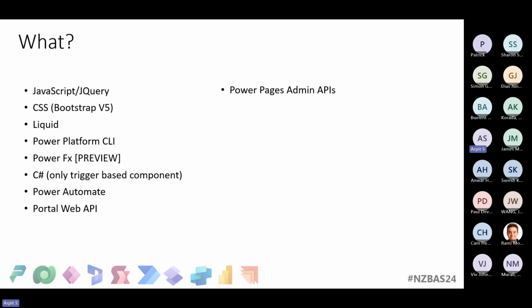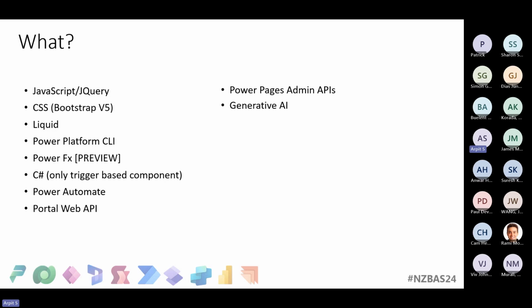These APIs basically help you to create a site using the REST API. You can delete the site using the REST API. You can get the website ID using REST APIs, and you can also restart the website as well. Sometimes, instead of doing it manually, you want to automate all these things. In that case, you can use the Power Pages admin APIs.